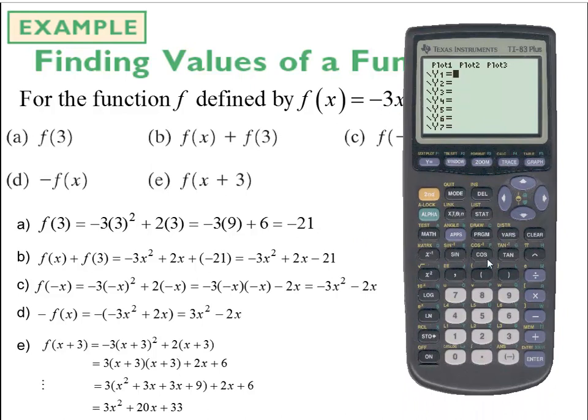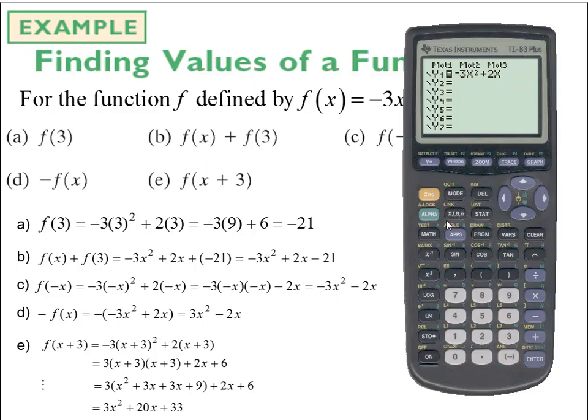squared plus 2x. So I'm going to come down here to the negative key, and I'm going to do negative, and then do 3. And then I hit my variable button up here. Here's my variable button. And then I'm going to hit the square key right here. So there's negative 3x squared. And then I have plus 2 and then x.